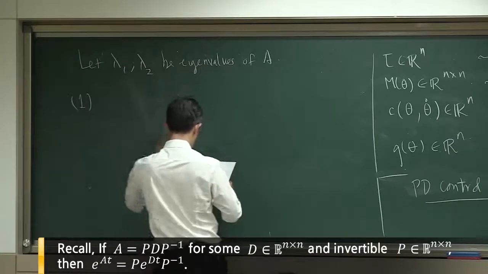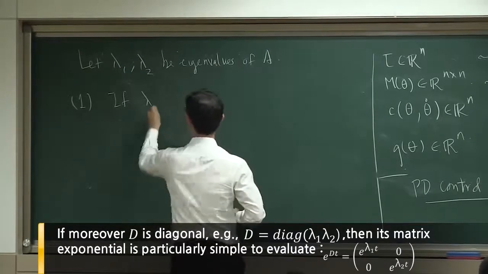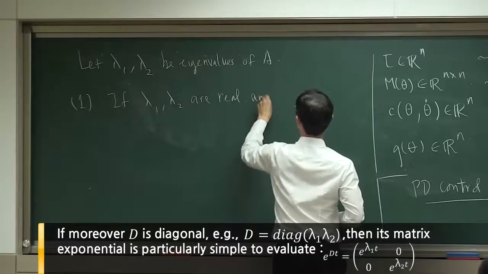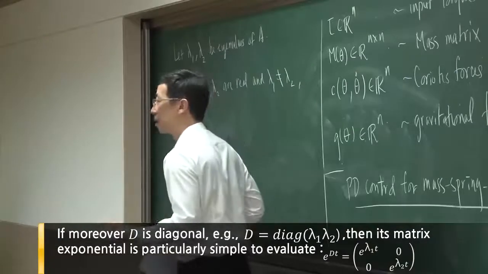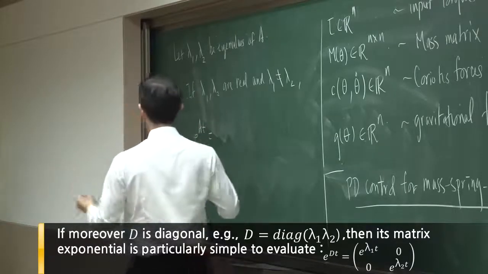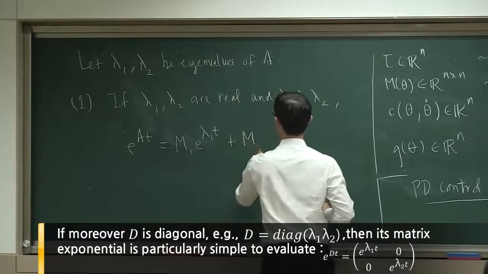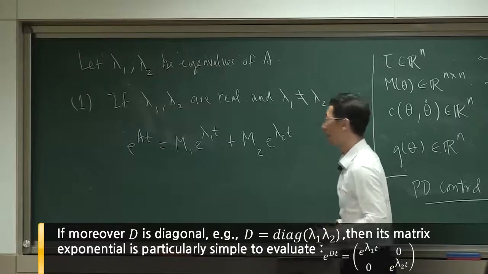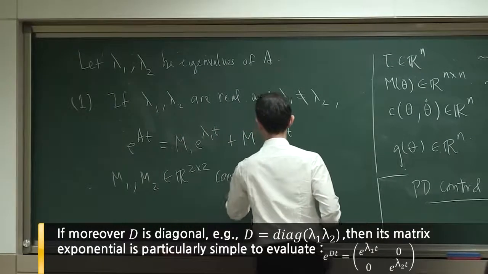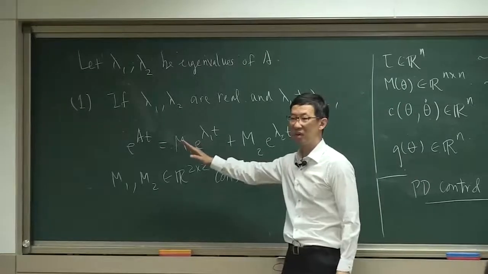First case: if lambda 1, lambda 2 are both real, and lambda 1 is not equal to lambda 2, that is, they're distinct, then e to the At is of the form some constant matrix M1 times e to the lambda 1 t plus M2 times e to the lambda 2 t, where M1, M2 are 2 by 2 constant matrices. So the trick now is to find M1 and M2.